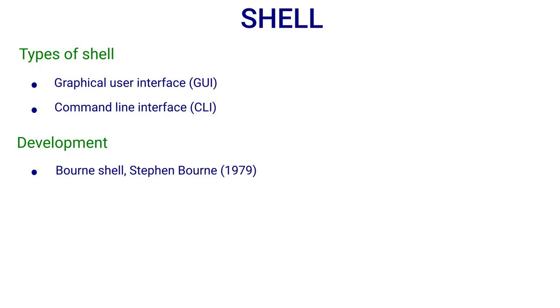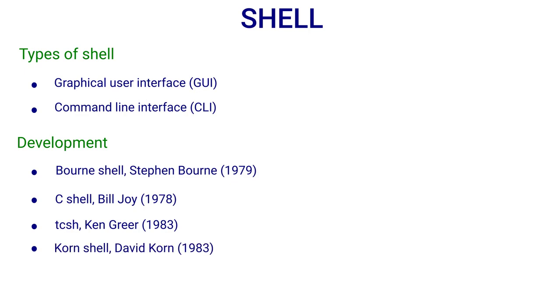Looking back, Bourne shell was developed by Stephen Bourne and was one of the first shells released in 1979 along with Unix system 7th edition. There were other shells, notably C shell, developed by Bill Joy, which was inspired by the C language, and TC shell, which is an improved C shell. Then there was Korn shell, developed by David Korn, which was based on Bourne shell and had some features of C shell.